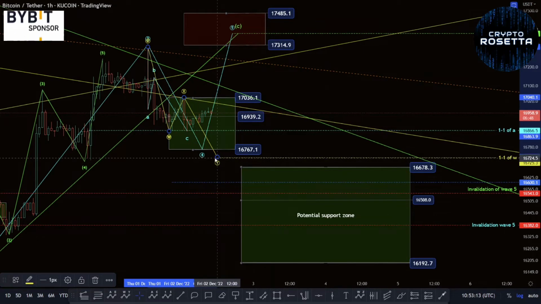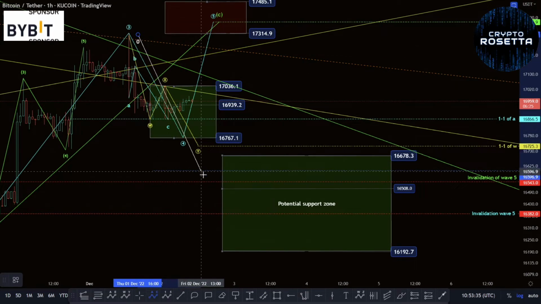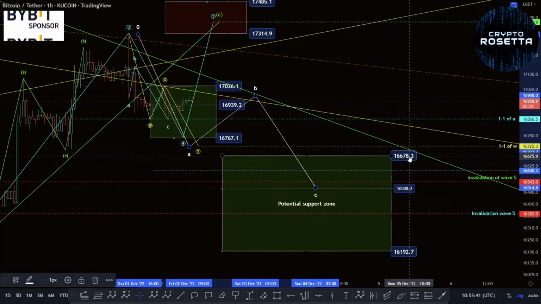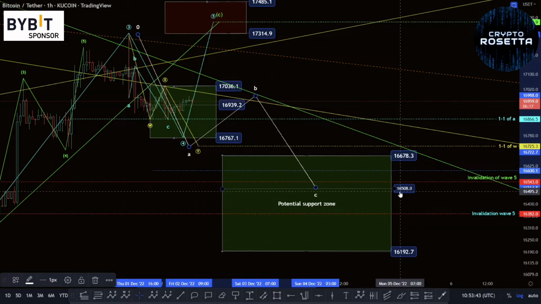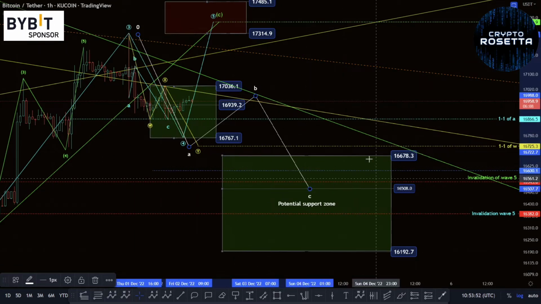If that is the case, then we could still be looking for this fourth wave push up here to 17,485 to 17,314. If we lose this area, then it's more probable that this fifth wave ended here, and what we'd be looking for then is a correction down in an ABC, so a three-wave move down into this zone, between 16,678 and 16,192. The common area for this would be the 618 area, which is 16,508. So if we do get a bigger move down, this could be a potential support zone.